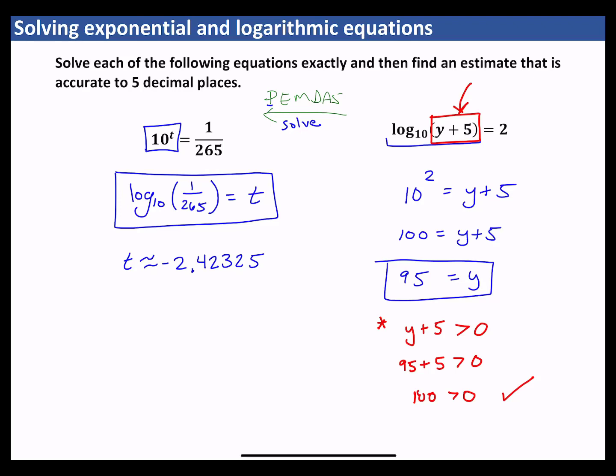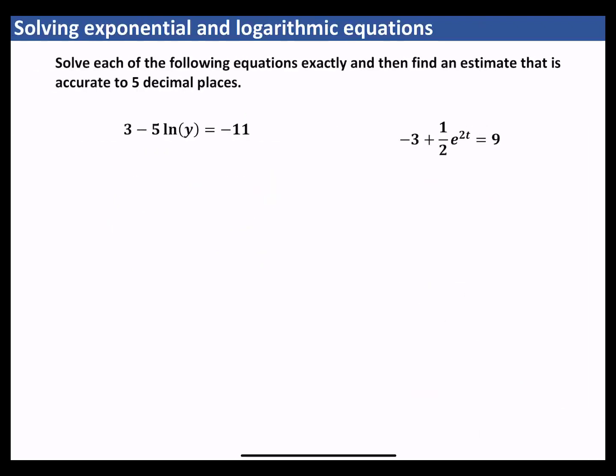All right, let's move on to 2 more examples. The directions are the same. We'll give exact answers and then round to 5 decimal places. Why don't you pause the video and try these ones on your own?